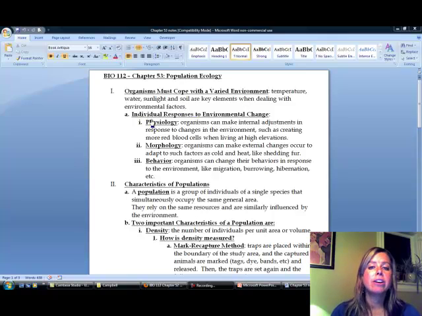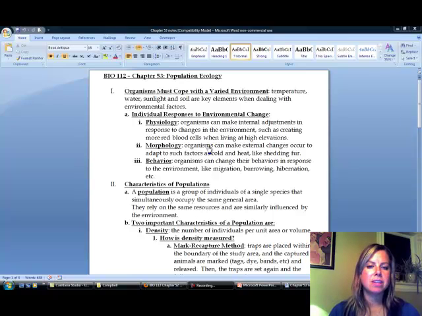So the first one could be a physiological thing. Organisms are going to do stuff internally to deal with their environments. And you did that when you moved here to Colorado, if you moved from sea level. At sea level, you have fewer red blood cells than up here, and that's to deal with the fact that there's less oxygen up here. So you physiologically made a change by creating more red blood cells to deal with less oxygen. That would be an example of a physiological change.